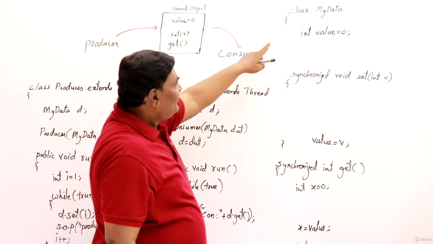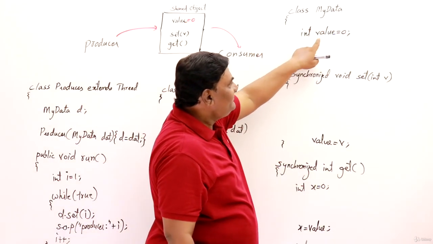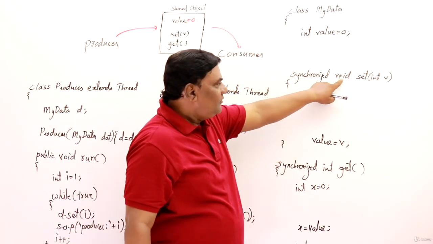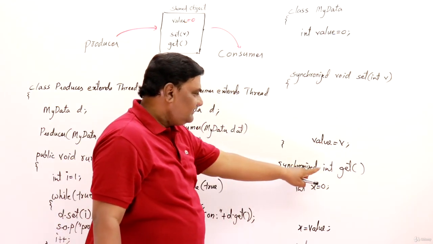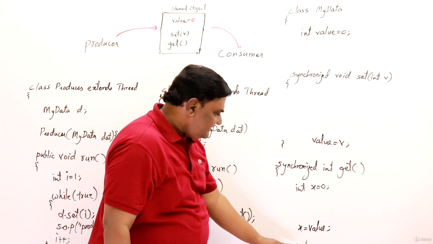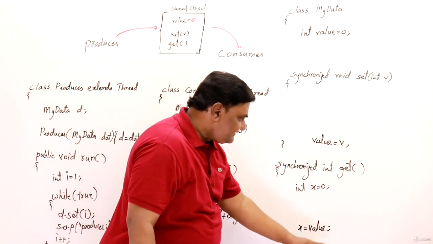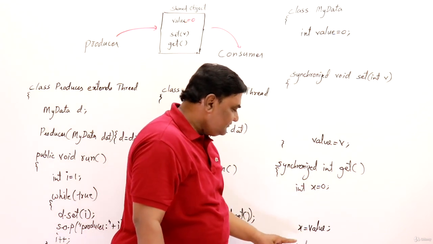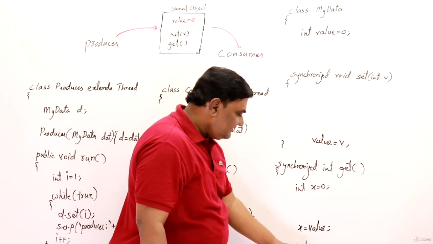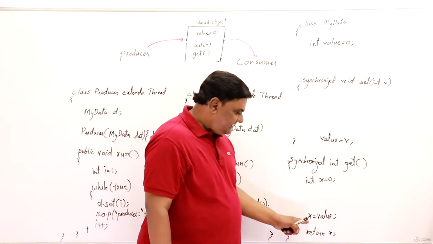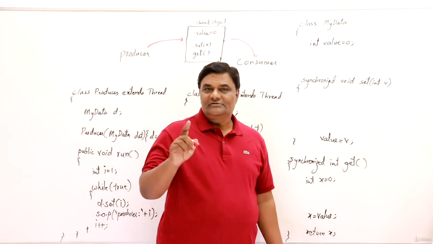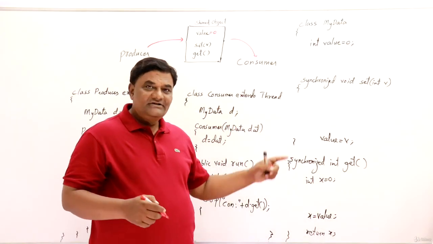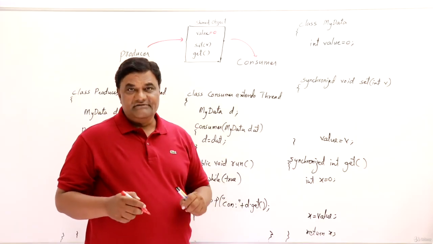So for this, I have a class here, class myData, integer value, then void set method, which will take v and set the value, and int get method, which will return the value, return x. So directly I am not returning value, I am taking value in x and returning x. Why I am taking in x and returning, I'll explain to you, but assume that I am returning value. So set and get. Set will change the value and get will return the value.